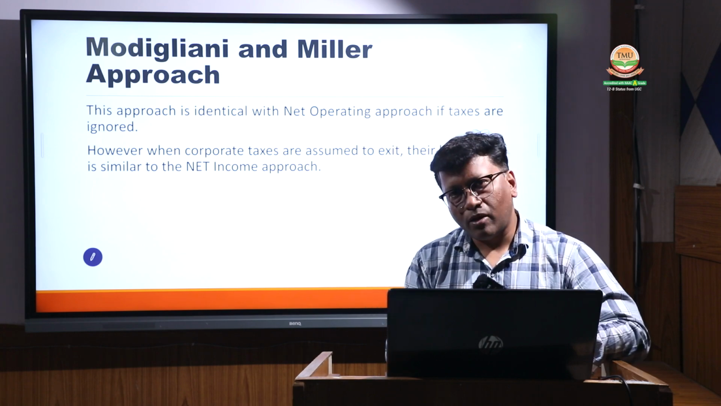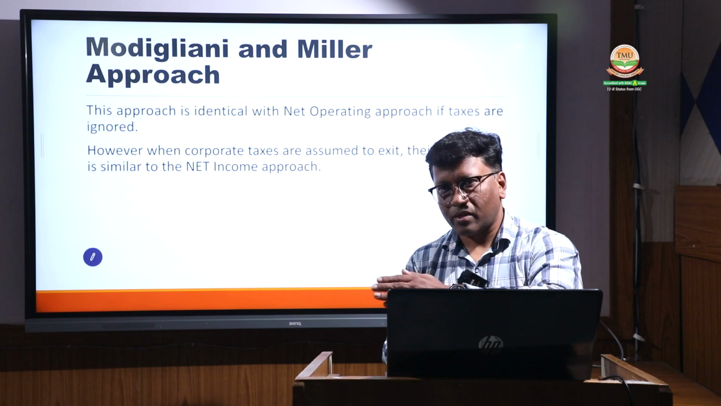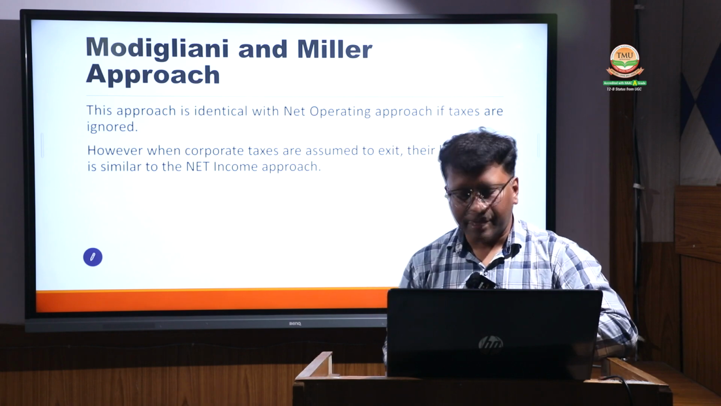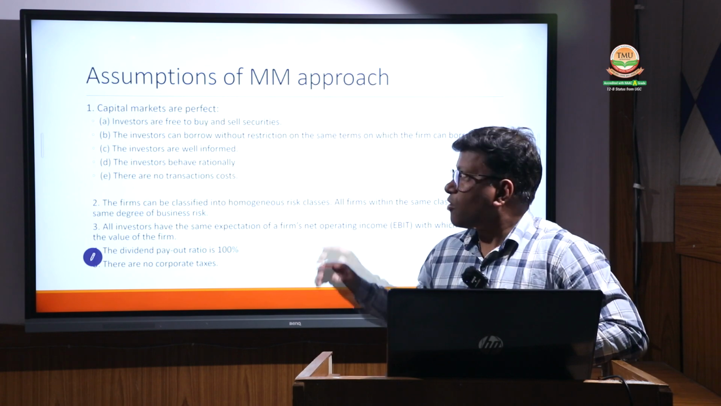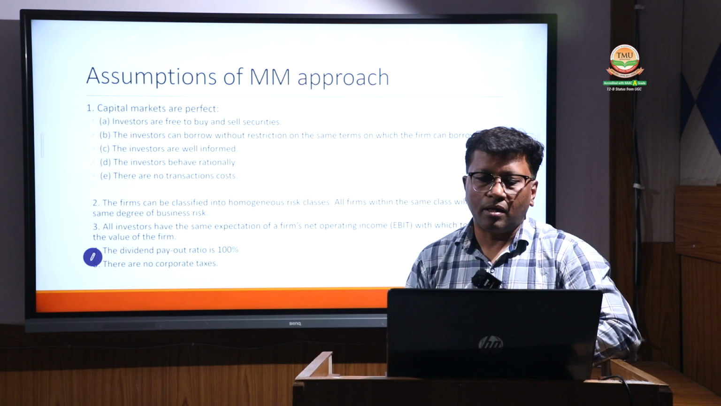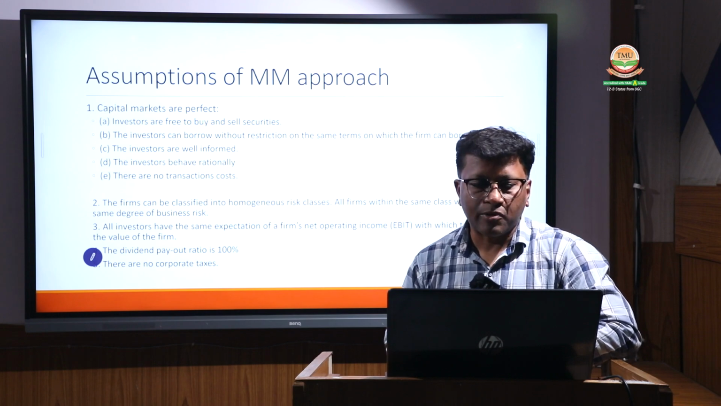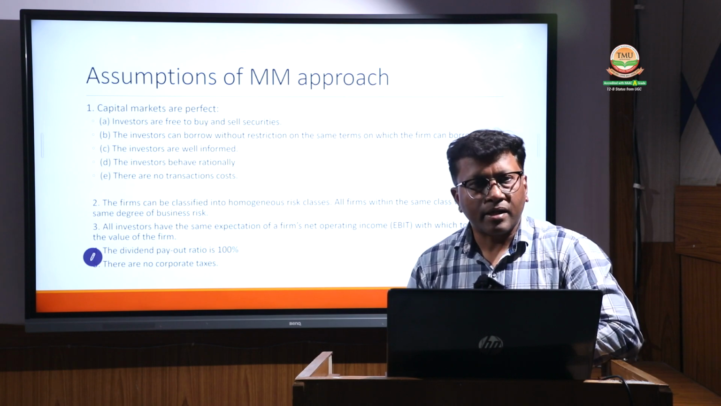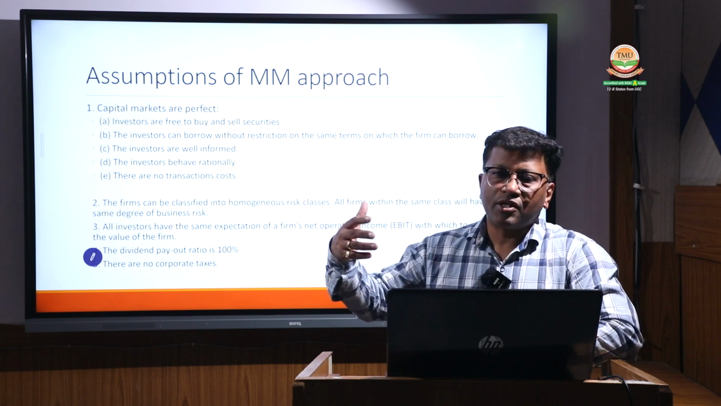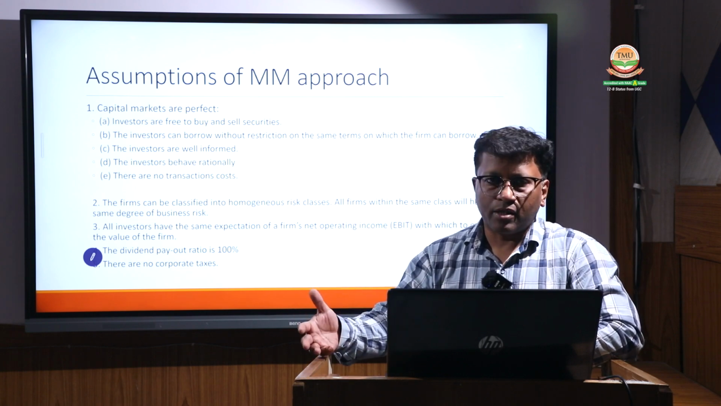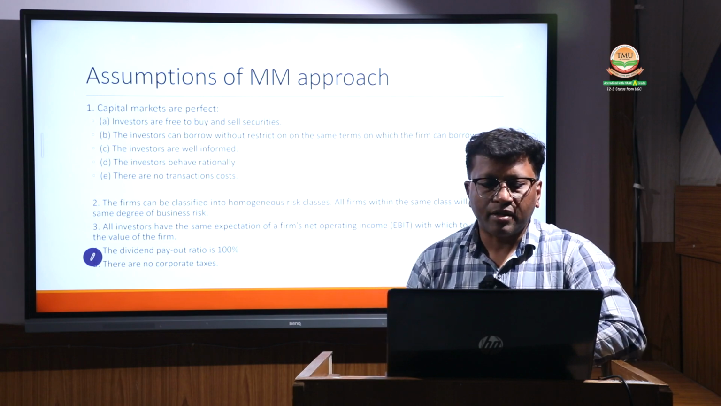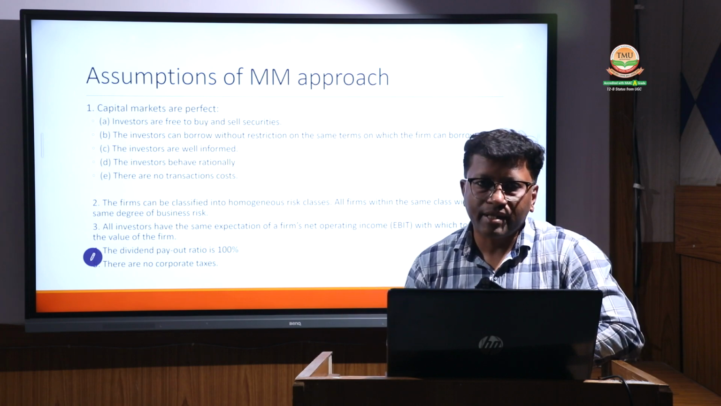So now you are familiar with both the theories, the third theory and the fourth theory again. And what are the assumptions of MM? We have to take a look at the assumptions of the MM approach also. The very first is that capital markets are perfect. It means when the institutions are issuing the securities in the capital market, the capital markets are very perfect and investors are free to buy and sell their securities.